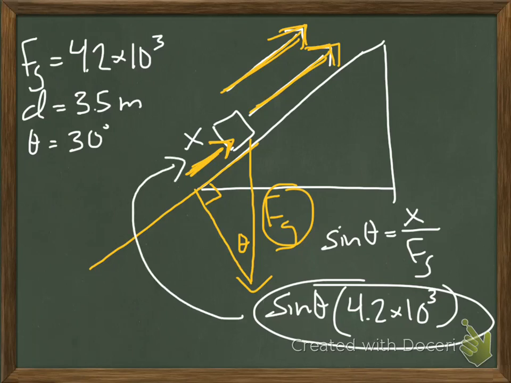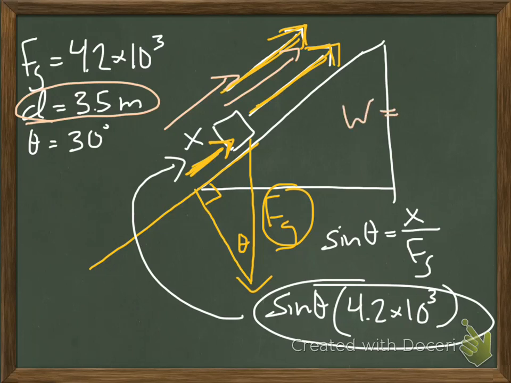So now we have the force in this direction that we've just figured out. We have the displacement in that direction right here. So we can multiply the force times the displacement, and we can get our work. Remember, work is equal to force times displacement. Okay.